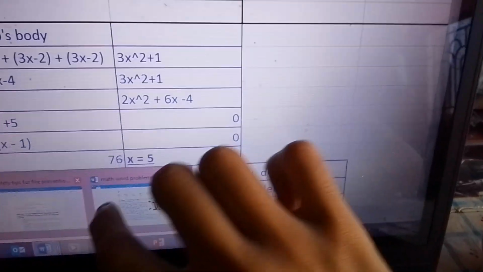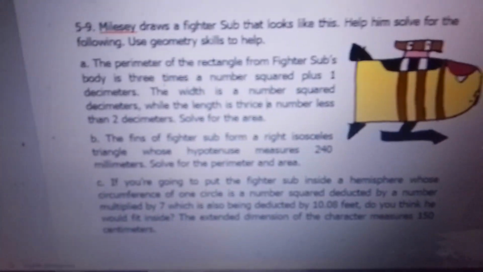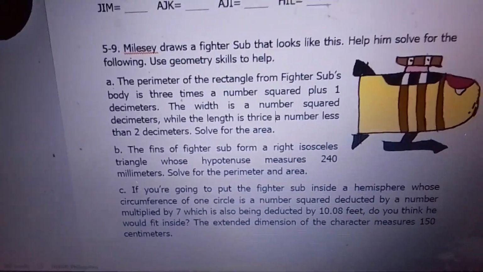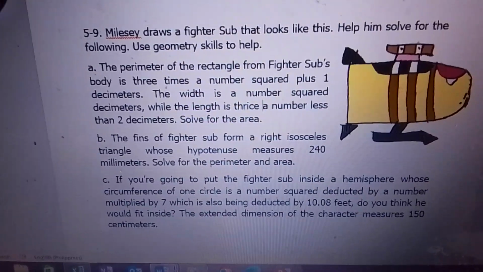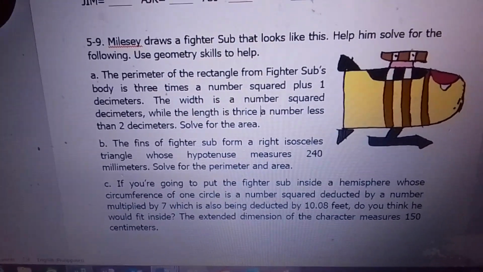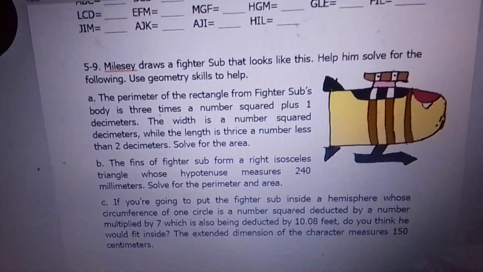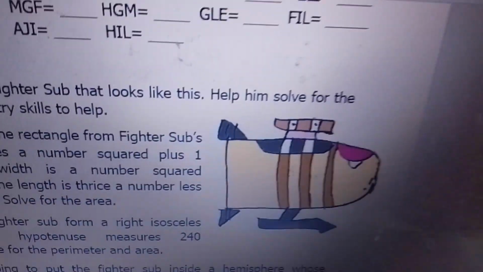Now let's go to part B. There's still more problems here. The fins of fighter sub form a right isosceles triangle whose hypotenuse measures 240 millimeters. Solve for the perimeter and area. Ayan. Di ba remember, now we're talking about the fins. Ito yun. Ito yung tinutukoy ko. Nakita mo to? Those are the fins. So it's our job to solve for the perimeter and area for each one. But not both, but only one of them.